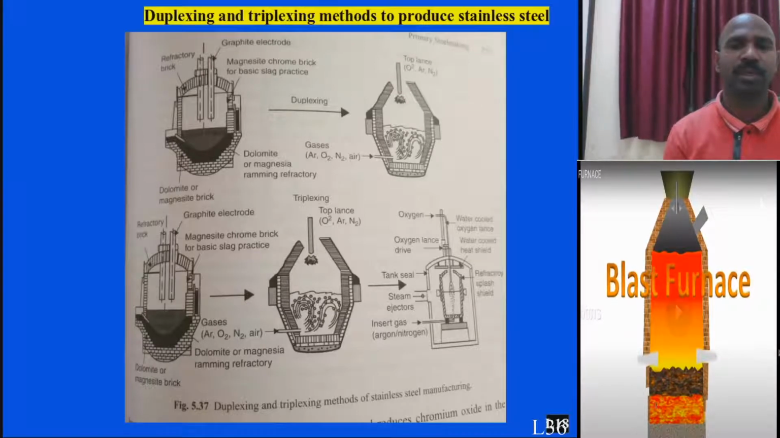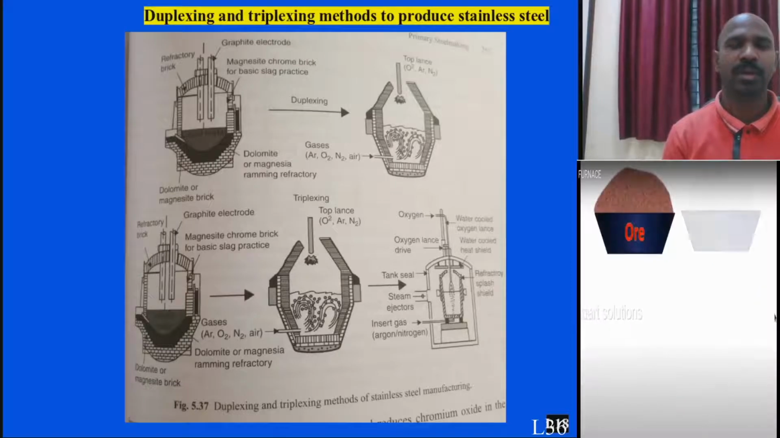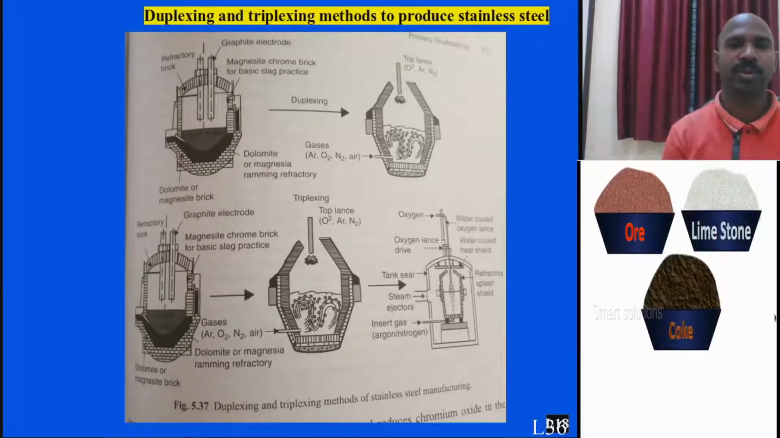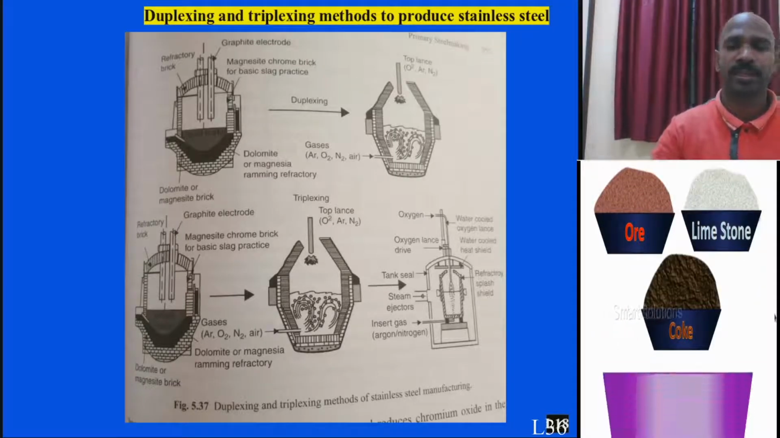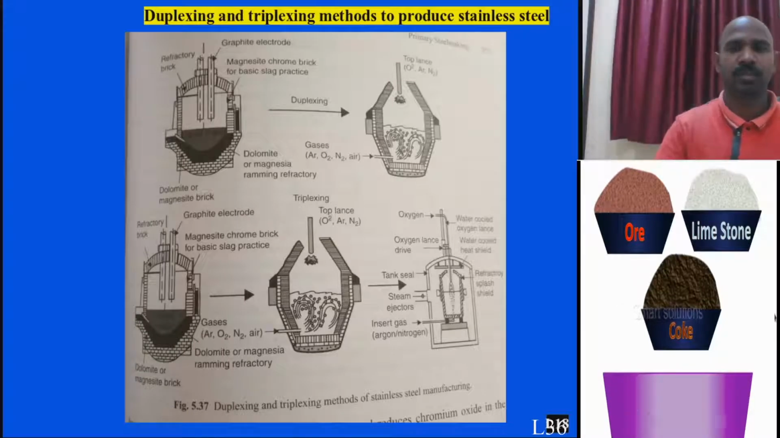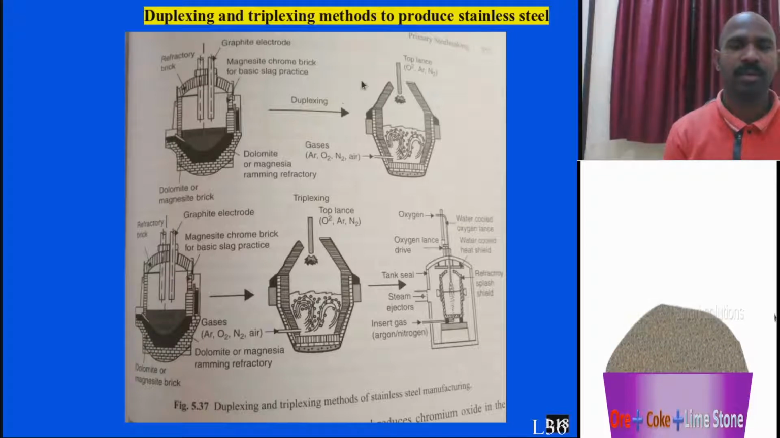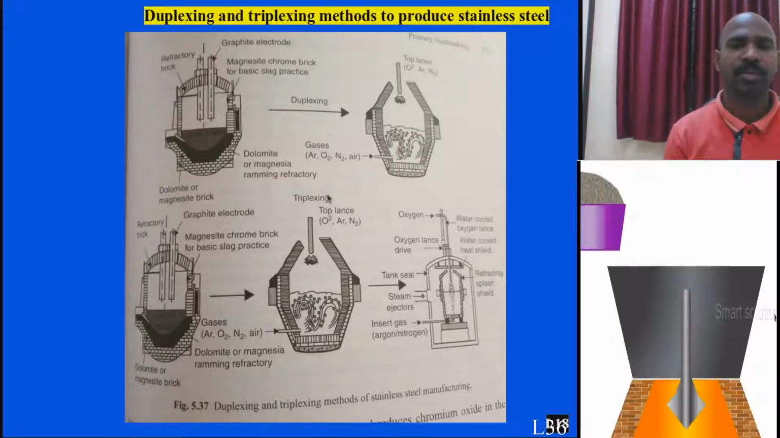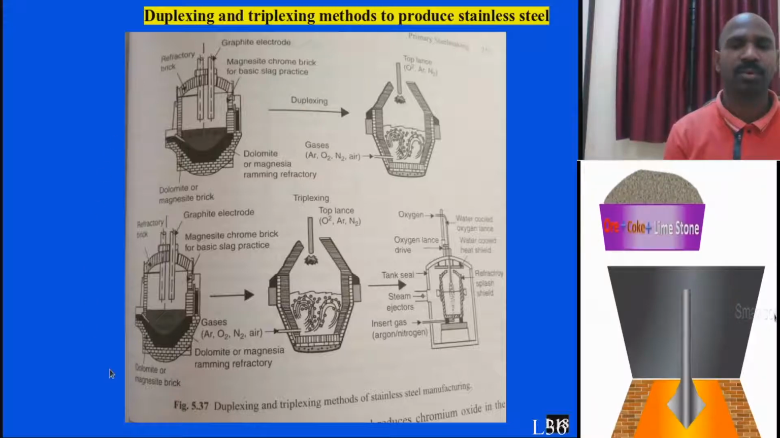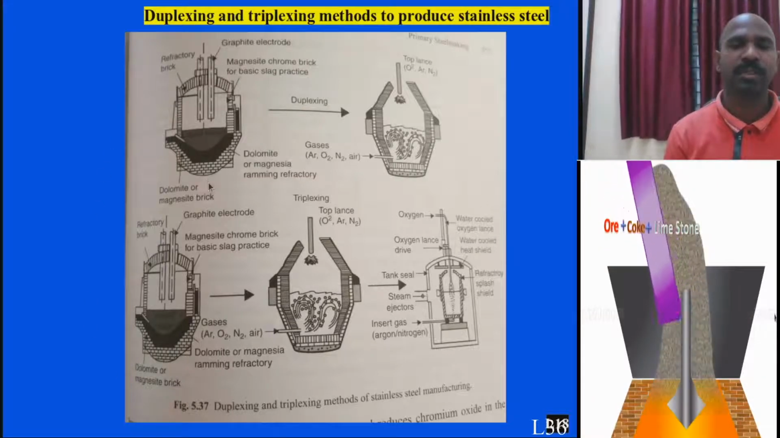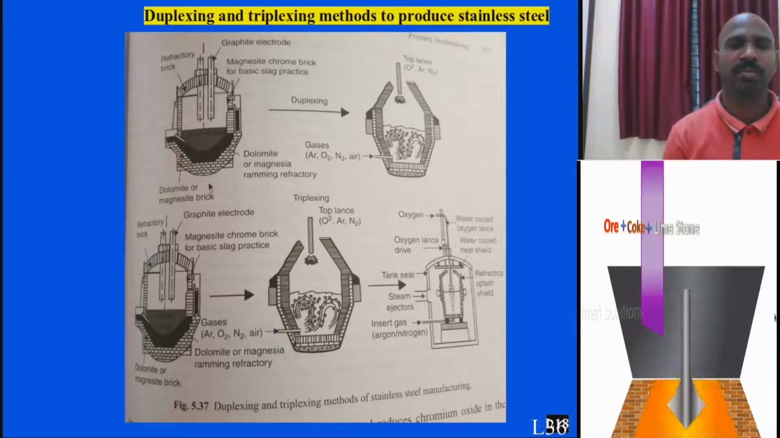Welcome to lecture 36. Today I am going to speak about two newly developed technological methods to produce stainless steels. One method is called the duplexing method, the other is called the triplexing method, and these particular methods will be discussed in this lecture.